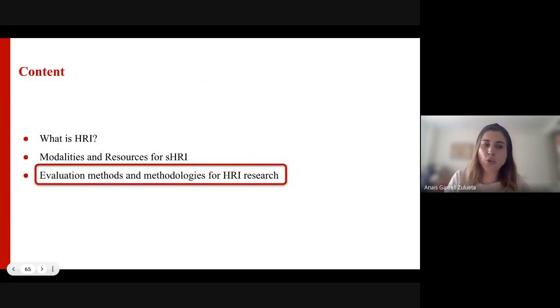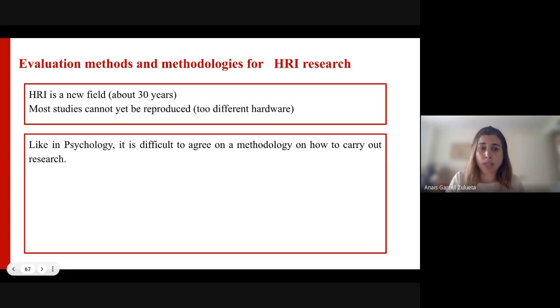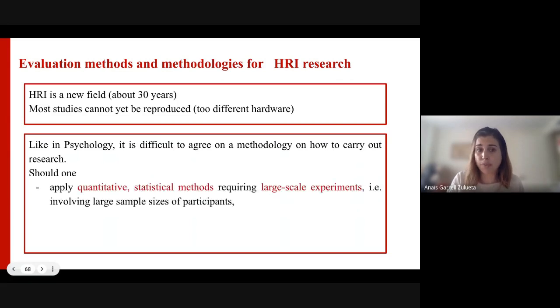So how do we evaluate our system? HRI is a field of robotics that is about 3 years old, and most studies cannot yet be reproduced. Why? Because if we have different robots and the hardware is different, we cannot compare how people behave with the different robots. So, like in psychology, it's difficult to agree on a methodology on how to carry out this research.